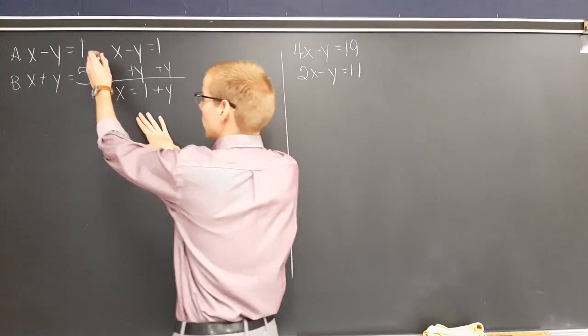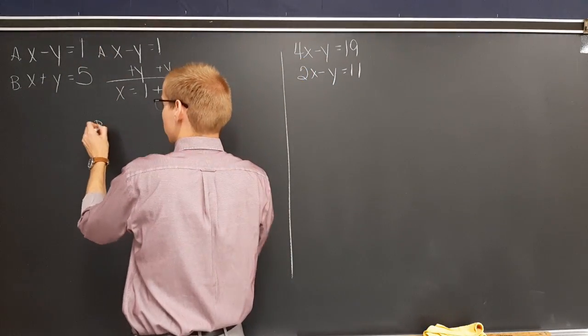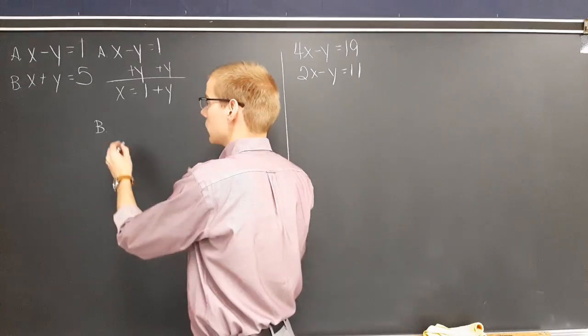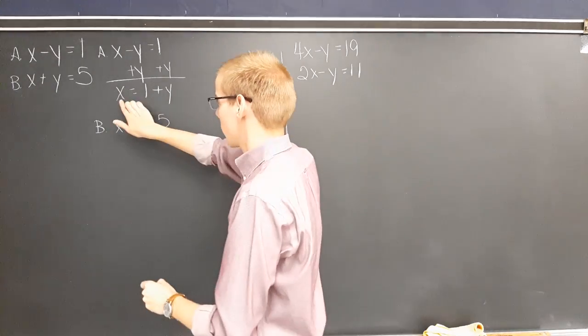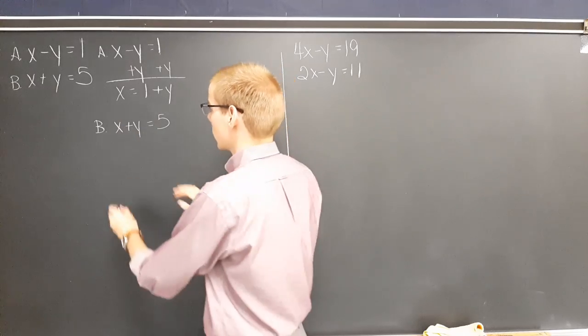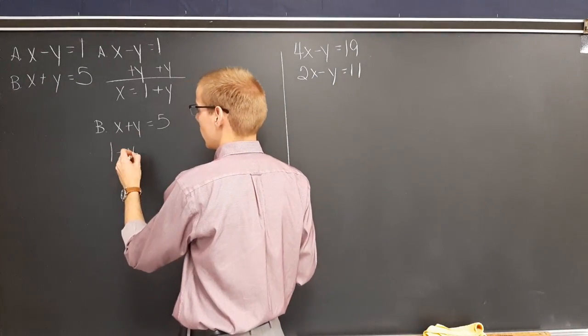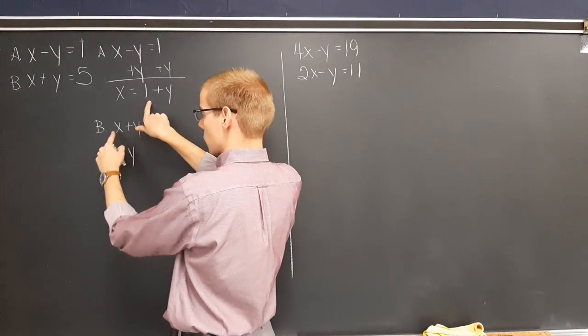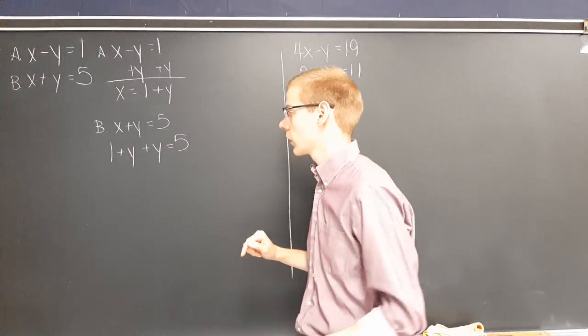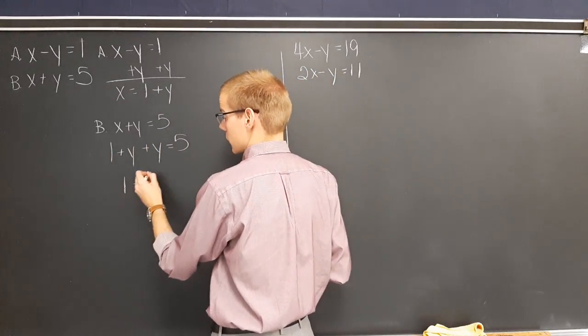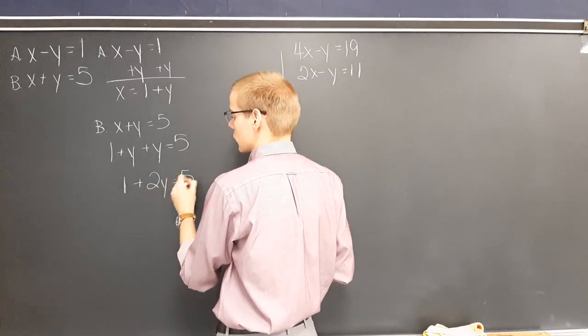Now go to B and write that out. x plus y equals 5. Plug this part into here. So 1 plus y, just that x. x equals 1 plus y equals 5. Now we have 1 plus 2y equals 5.